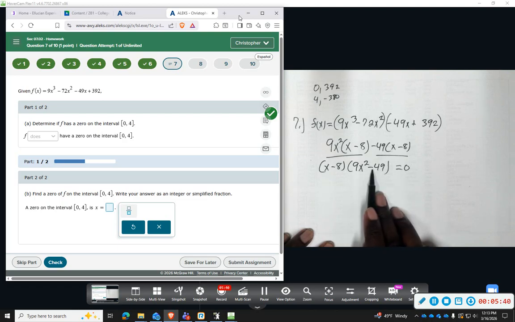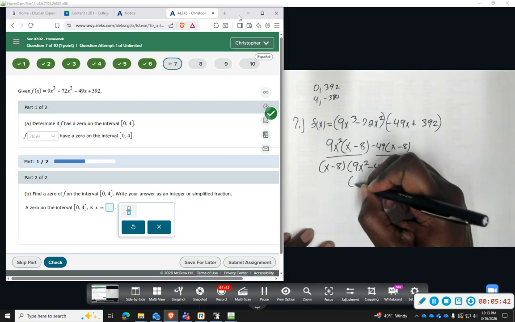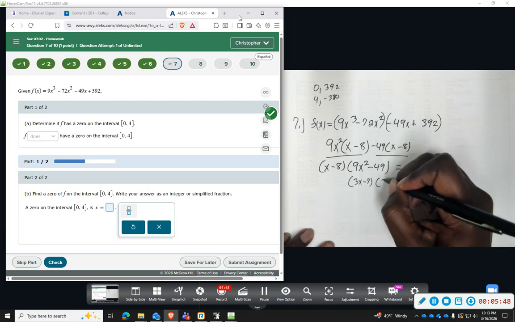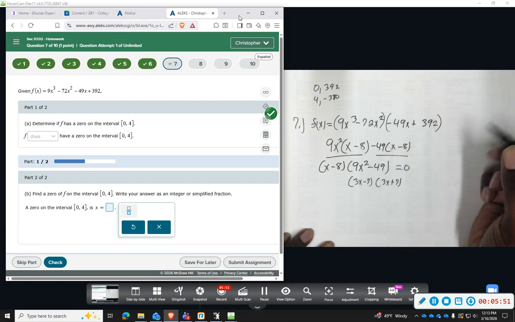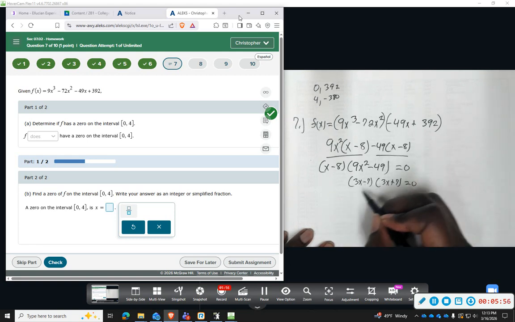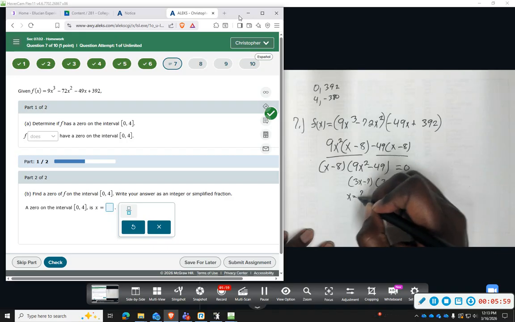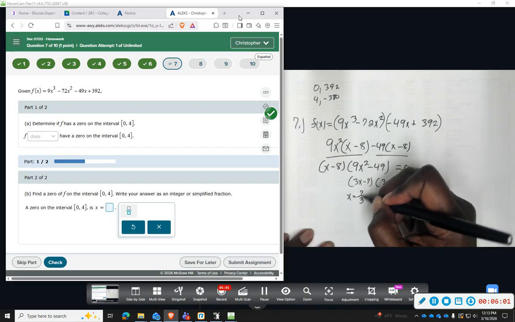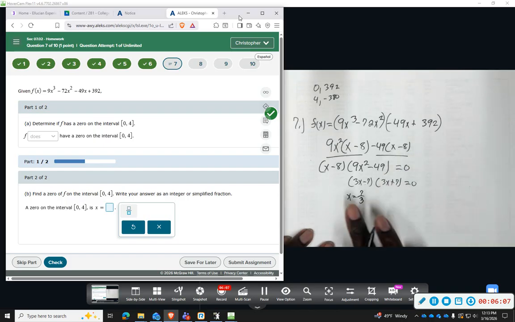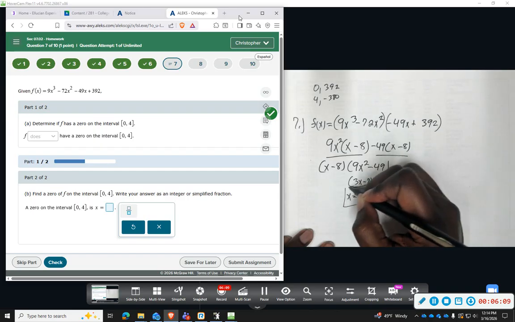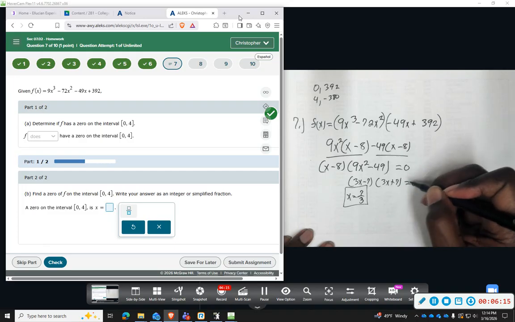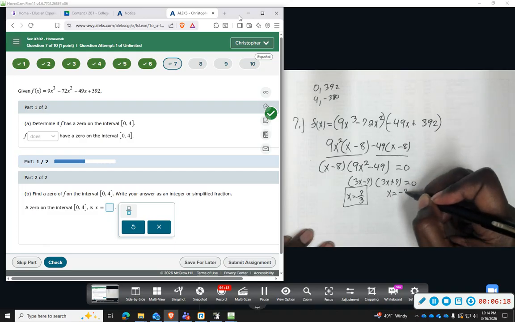Difference of squares. So this will give us 3x minus 7 and 3x plus 7. When we set both of these equal to 0, we're going to add 7 divided by 3, so we get x equals 7 divided by 3. Now, 7 divided by 3 is about 2 1/3, so that's between 0 and 4, so this is probably one we're looking for. If I set this one equal to 0, we would subtract 7 divided by 3, so we get x equals negative 7 over 3.